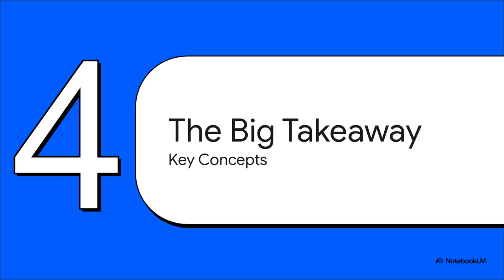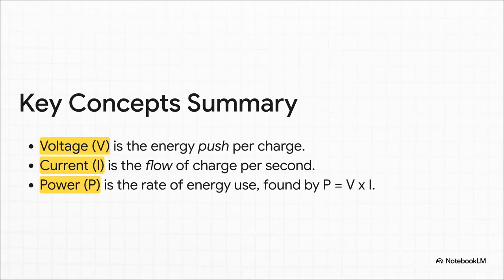So let's just step back for a second and wrap all this up. What are the absolute must-remember points from all this? It really all boils down to this. Potential difference, voltage, that's the push. It's the energy per charge. Current, that's the flow. It's how many charges are moving past per second. And power, well, that's what you get when you multiply the push by the flow. It tells you the total energy being used every single second.